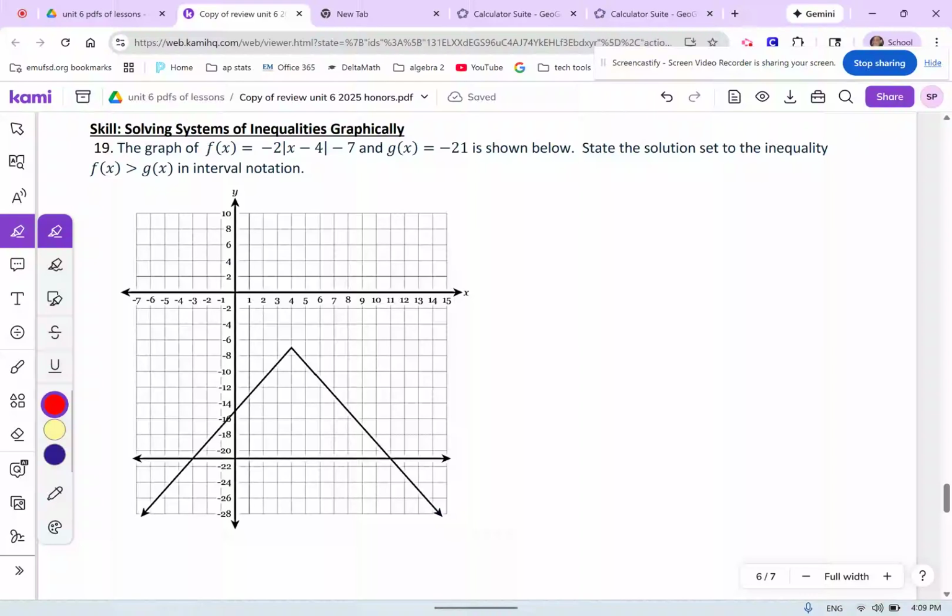In this video, I'm going to go over a couple of problems from the Unit 6 review sheet, specifically the skills solving systems of inequalities graphically, problems 19 and 20.